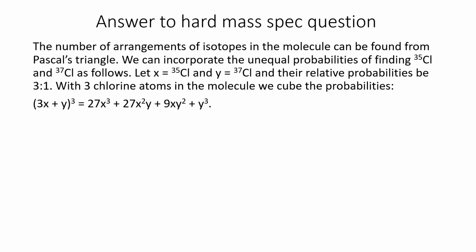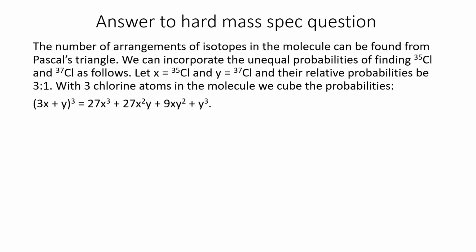So you can see that if we add them up, 2 27s, a 9 and a 1, that adds up to 64. So working with 64 units of probability, we can see that we've got an equal probability of 3 35s with 2 35s and a 37.